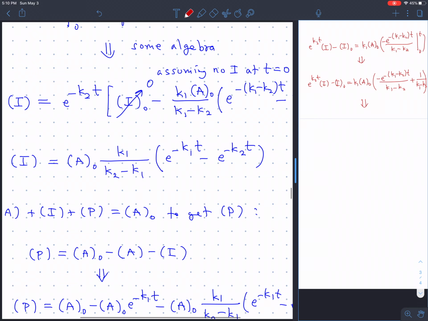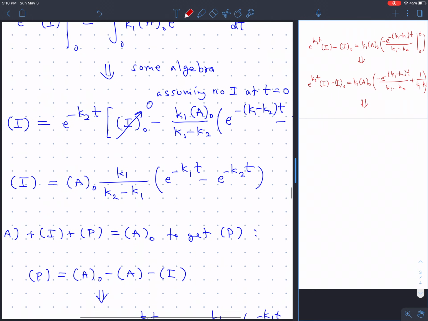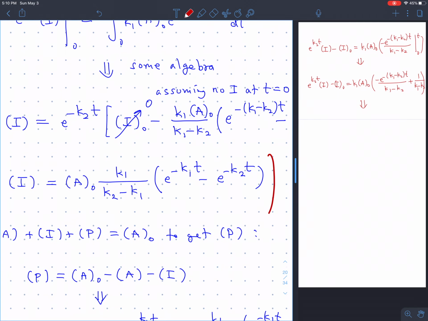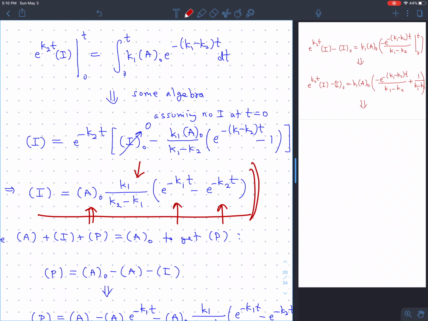Here's the final result after some more algebraic manipulations. I is equal to A0, a combination of rate constants, times e to the minus k1t minus e to the minus k2t. And that's, well, not too bad, not too complicated. It gets worse later on. And we'll look at it in a little bit to see what it means.